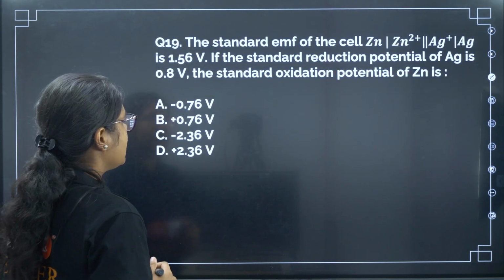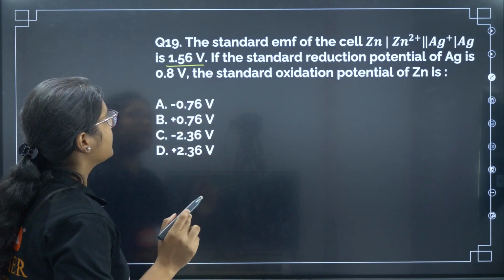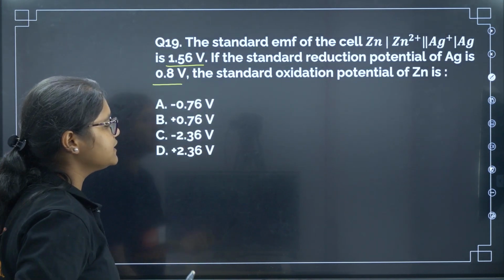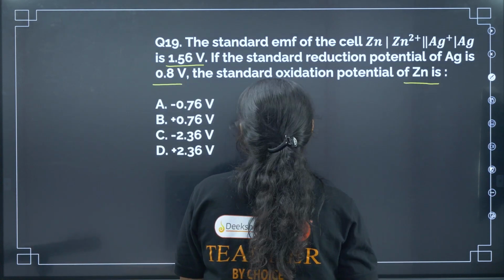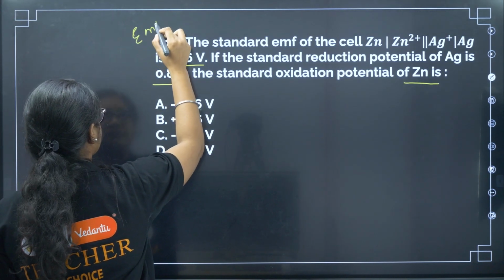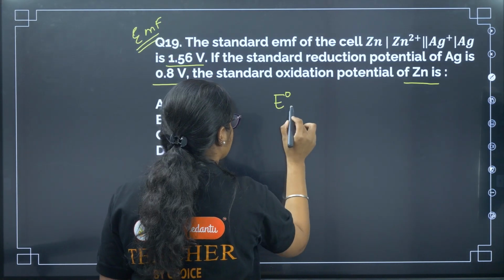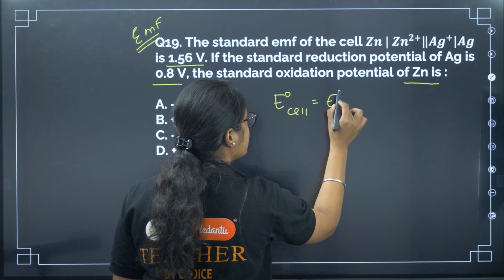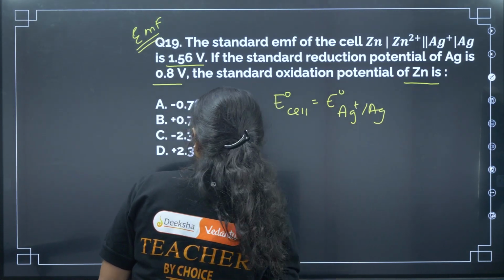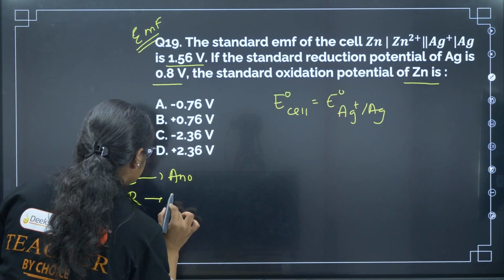Okay, next, the standard EMF of the cell Zn, Zn2 plus, Ag plus, Ag is 1.56 volt. If the standard reduction potential of Ag is 0.8 volt, the standard oxidation potential of zinc is? Okay, so this question is again from your calculation of EMF of the cell. Very simple question. See, E naught of any cell is equal to E naught of cathode. So which is my cathode here? Ag plus, Ag. Okay. So please remember, left side is always anode and right side is always cathode.